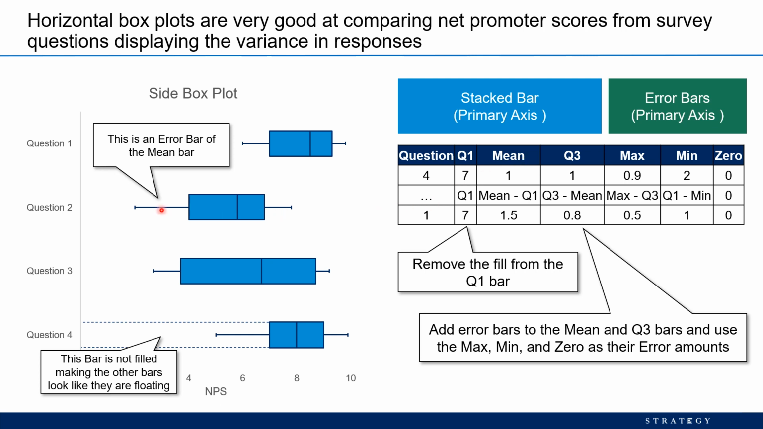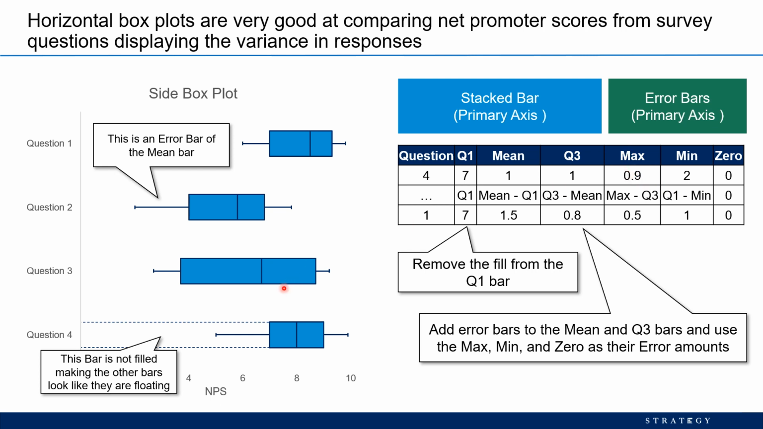Now, moving on to these error bars. This is where things get a little bit tricky. We're going to make three other columns. We're going to have a max column, a min column, and then a zero column. This max column is going to represent whatever the maximum is of our data. This min column is going to represent where the minimum of our data is. And then this zero is just a placeholder.